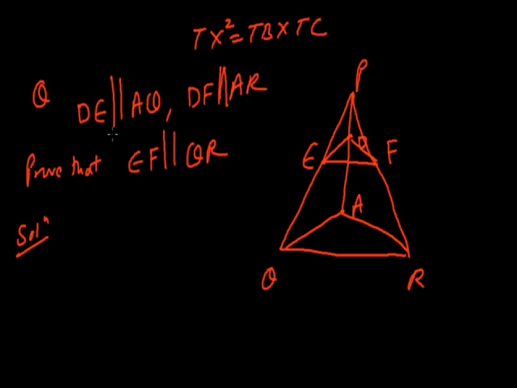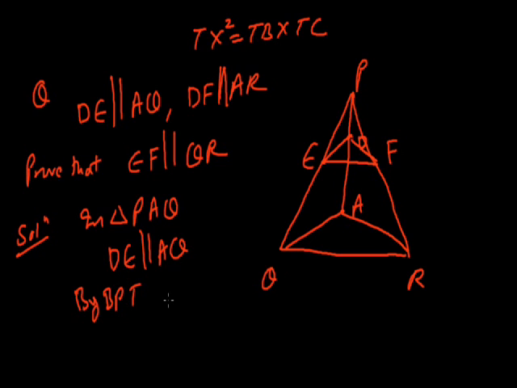Now wherever we see the lines are parallel, we can apply the basic proportionality theorem. The first situation is given that DE is parallel to AQ. For this we consider a triangle PAQ. In triangle PAQ, it is given that DE is parallel to AQ. Now we can apply the BPT. So by BPT, we can say that PE upon EQ is equal to PD upon DA by basic proportionality theorem.